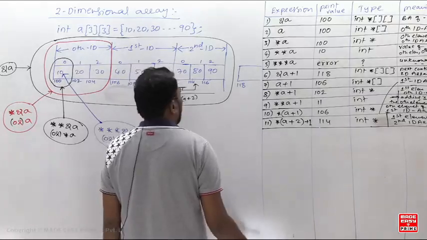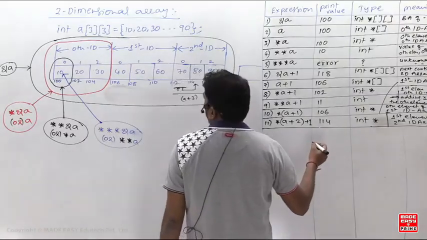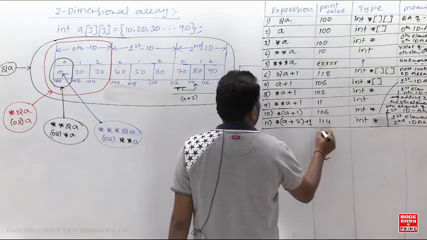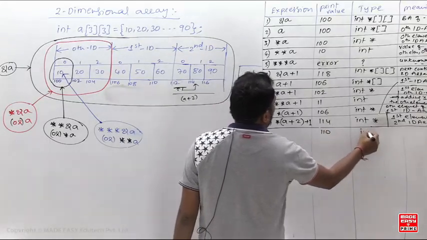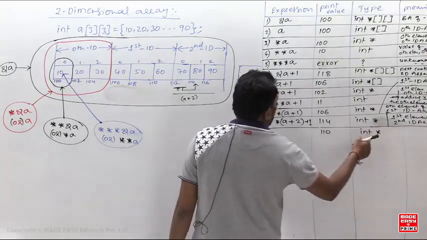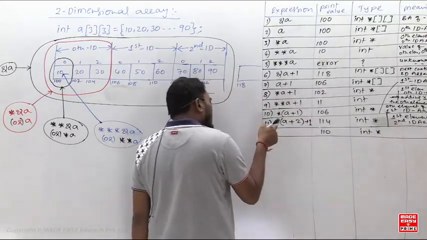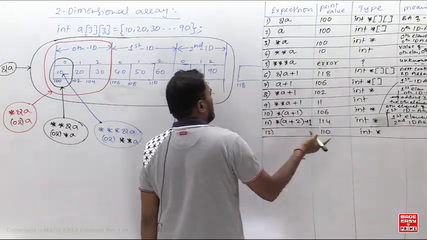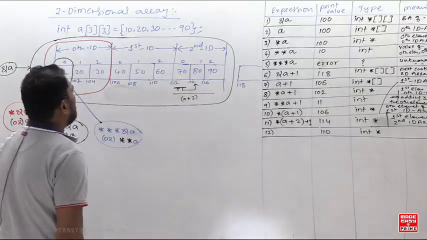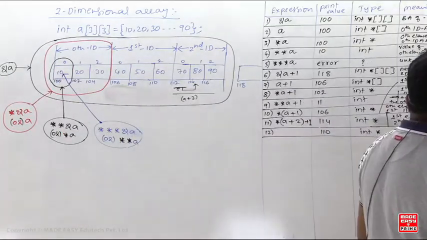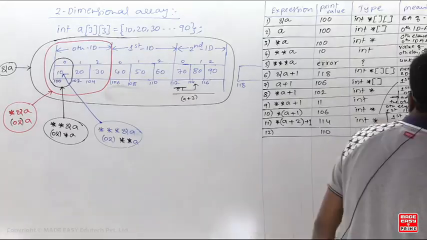Now tell me, an interesting thing is coming here. I want 110, and the type is int star. Now tell me what expression you write. I want 110, type is int star. Tell me what expression you write.